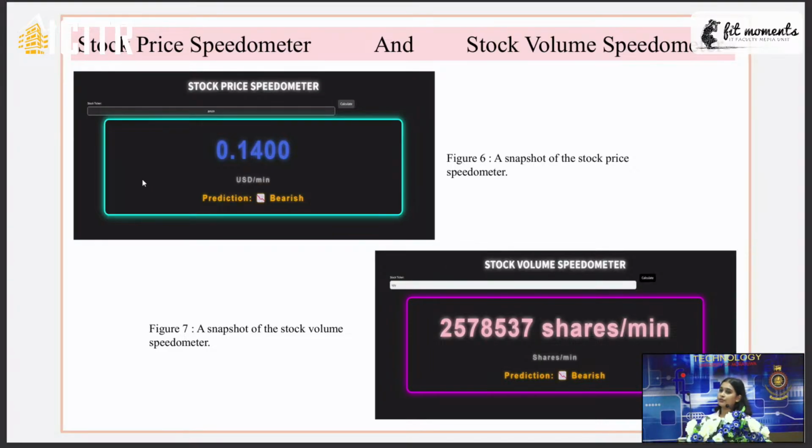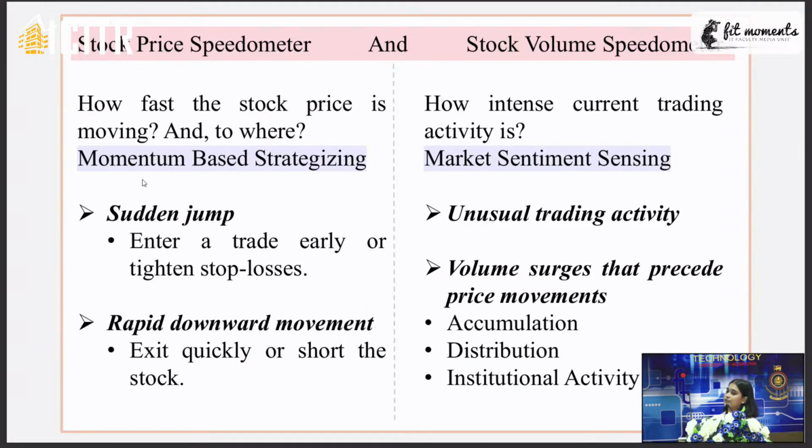These are some snapshots of my speedometer panels. You don't have to analyze anything. I have given you the velocity, and whether the direction is bearish or bullish. The two ideas of the speedometers are these: the stock price speedometer is about momentum-based strategizing. Based on how the market is moving, you strategize.